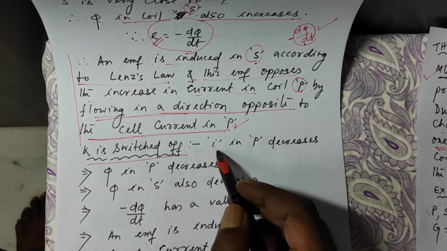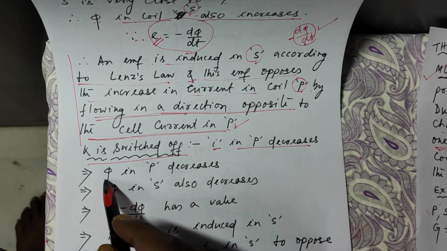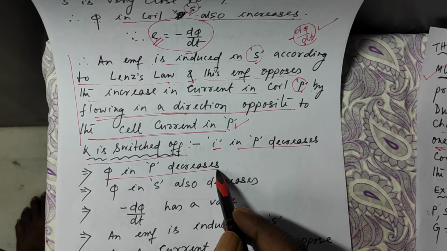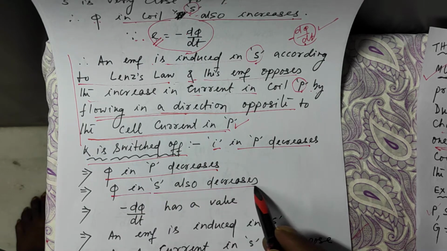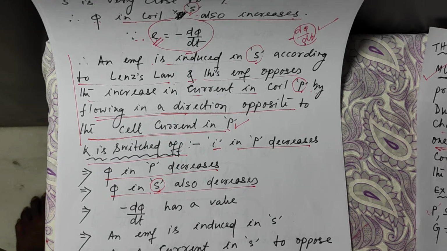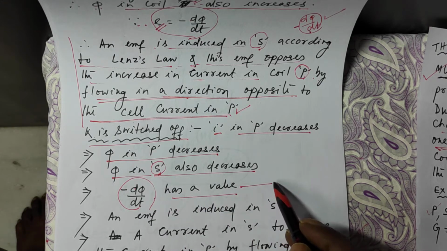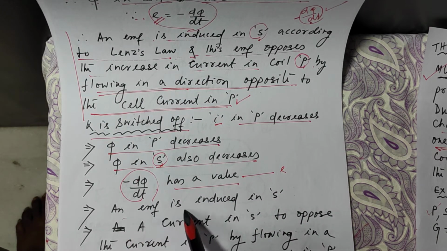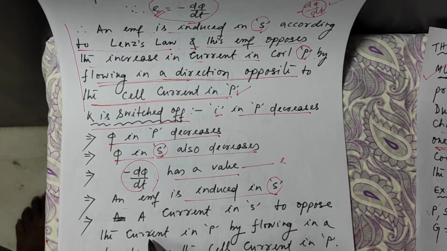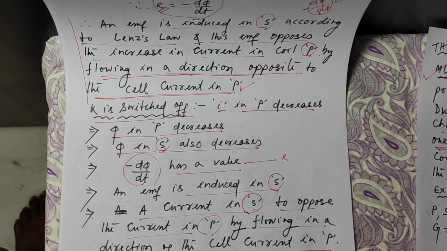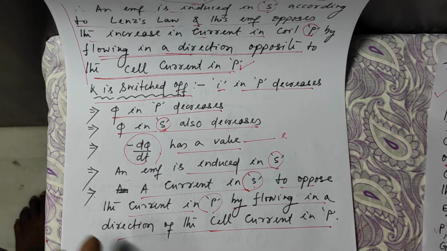When K is switched off, I in P decreases, phi in P also decreases. Therefore, phi in S also decreases because coil S is very close to P. Now, minus d phi by dt has a value, and this is nothing but an EMF. So an EMF is induced in the second coil, which implies a current in the coil S to oppose the decrease of current in P by flowing in the direction of the cell current in P.